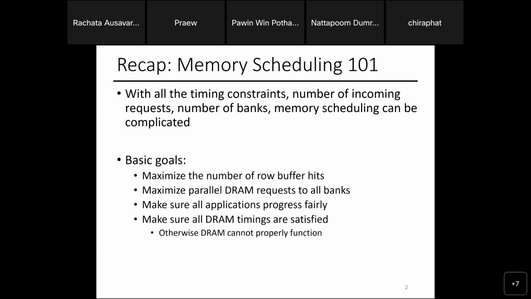I also want to make sure there is a fair share, allowing applications to progress in a fair pattern. Let's say I run 10 applications: none of them should be slowed down, or at least only a few should be slowed down just a bit, to make sure everyone else is a lot faster. And lastly, I want to make sure I don't lose data, which means all the timing has to be satisfied. If I want to read something and I finish too early, I don't get the data. If I finish too late, I lose performance.